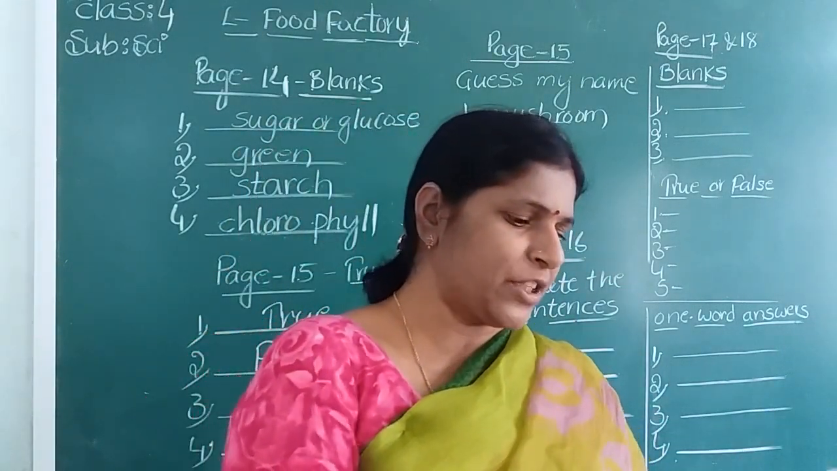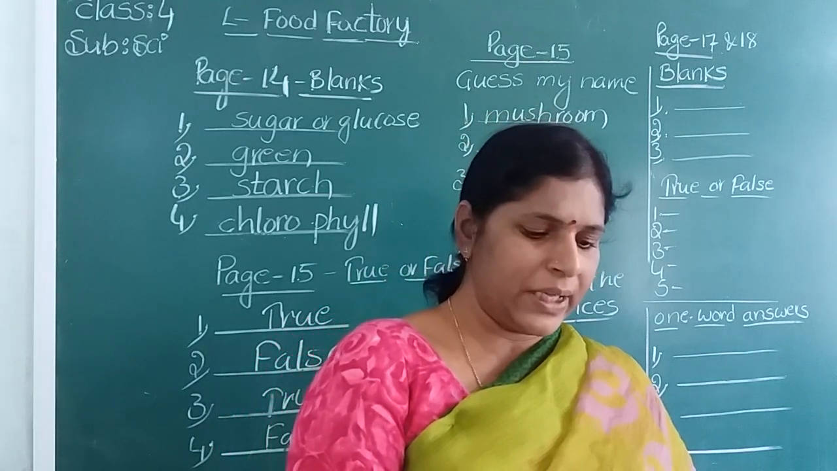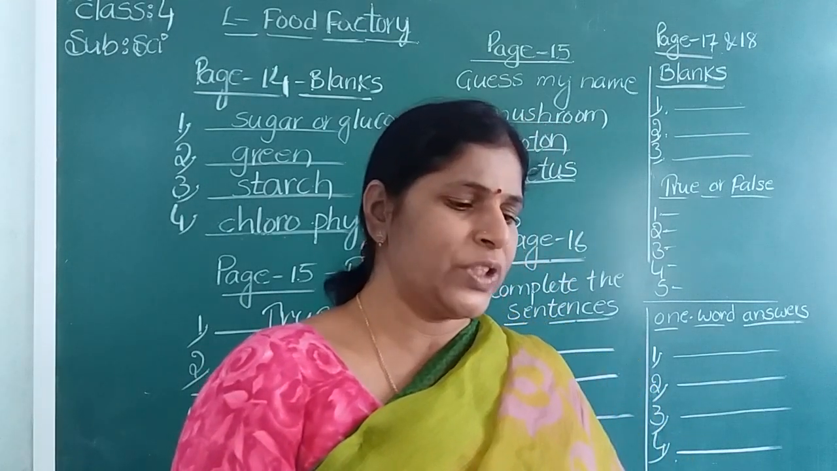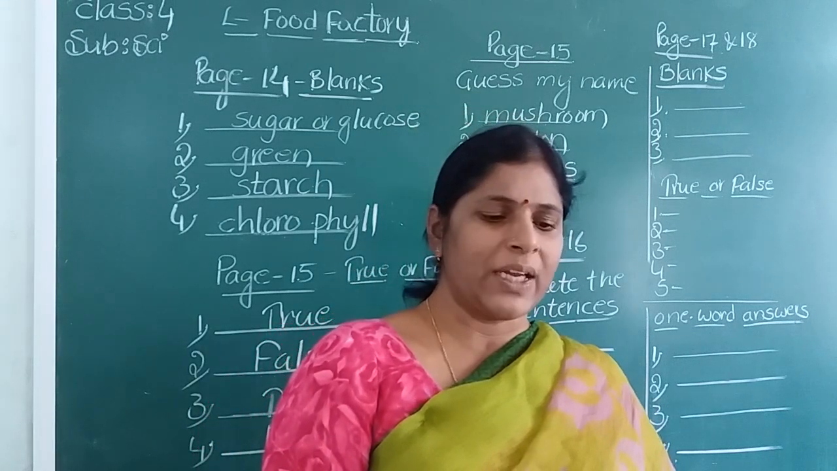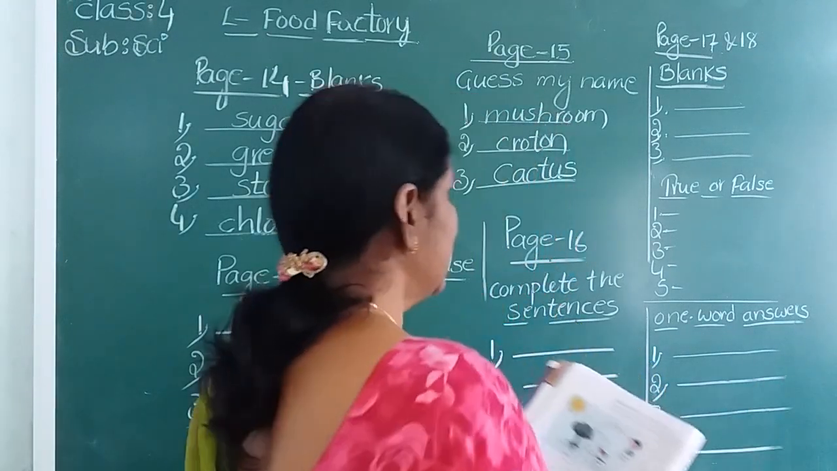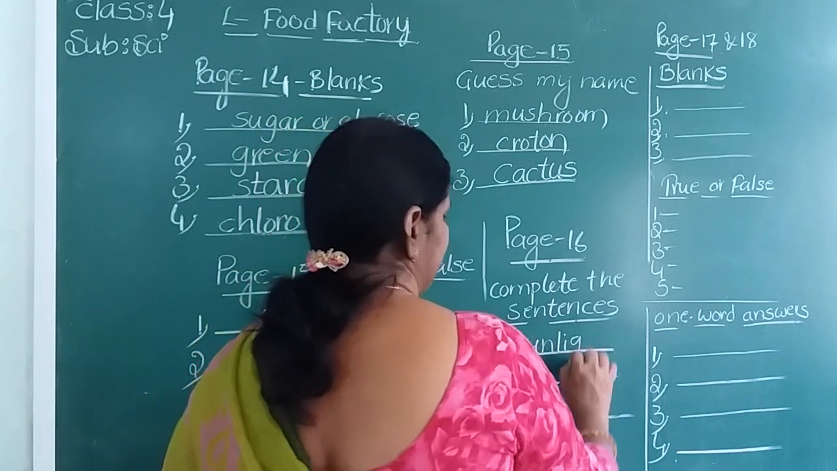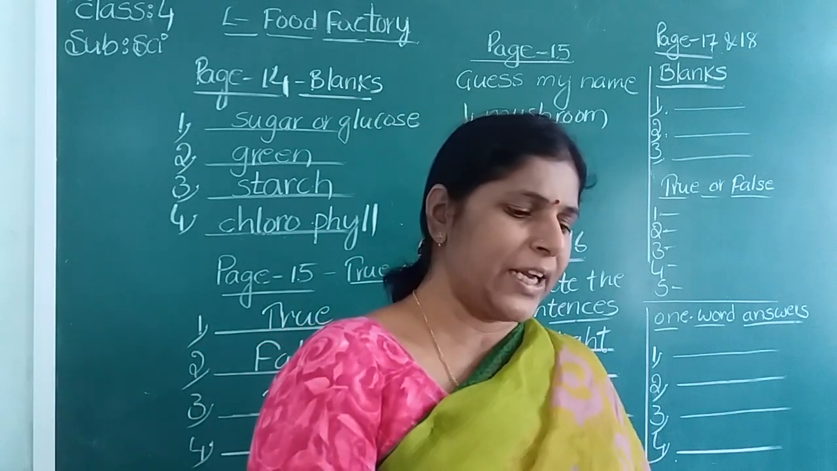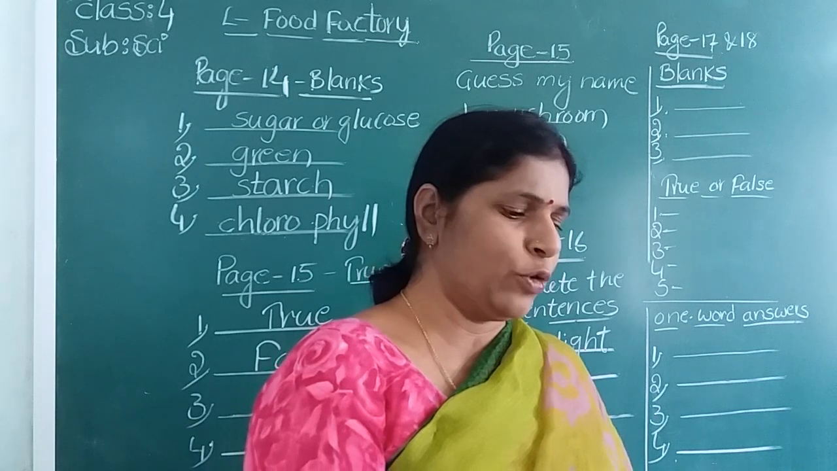Okay. Next question. Next page number 16. Open page number 16. Some blanks are given. Plants use dash, water and carbon dioxide to make food. Plants use water, carbon dioxide, and what do they need? Sunlight. So plants use sunlight for making food. Already they have given carbon dioxide and water. What is missing here? Sunlight only.